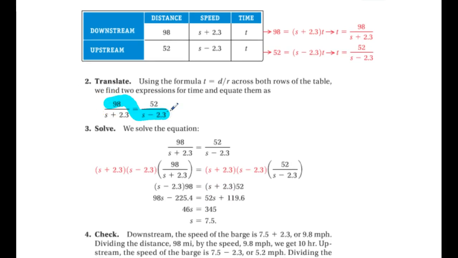So 98, good. And then here's where they cross multiply. And remember to answer the question, which was: find S, the speed of the boat. You're done, because the speed of the boat is 7.5 for both. It's just altogether the speed going downstream is faster than the speed going upstream.